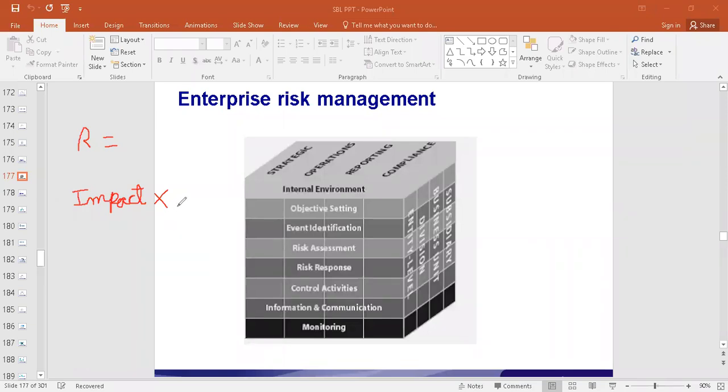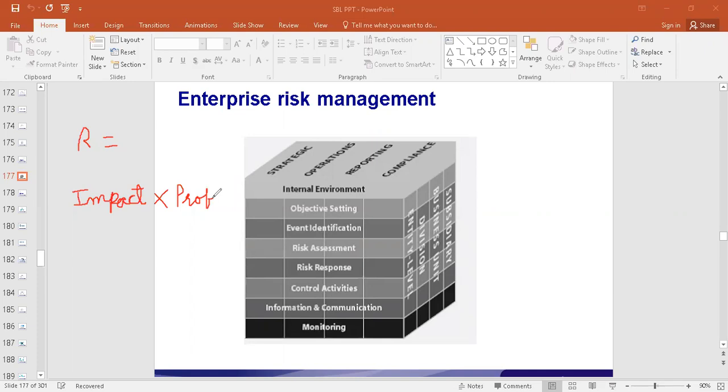We call this probability. That also should be taken up. Okay, impact into probability. Multiply them and calculate the risk. That is risk assessment. After the risk is quantified, after the risk is calculated, next we see what is the response.